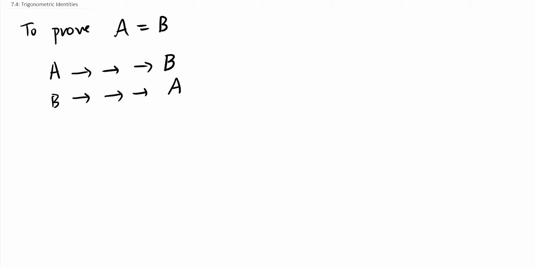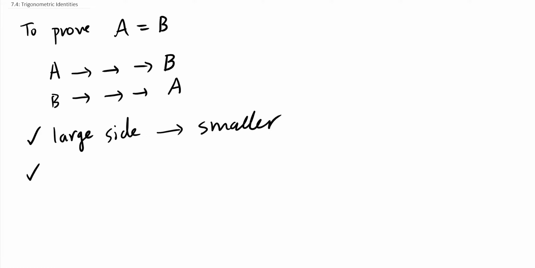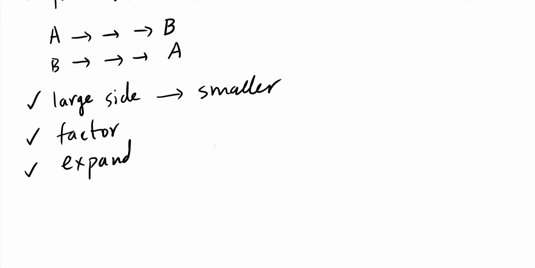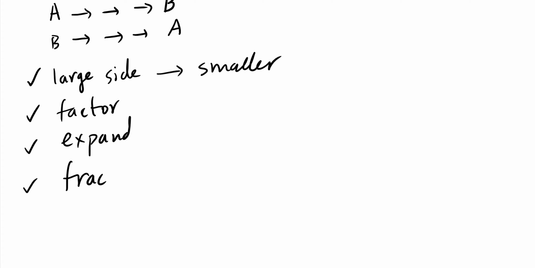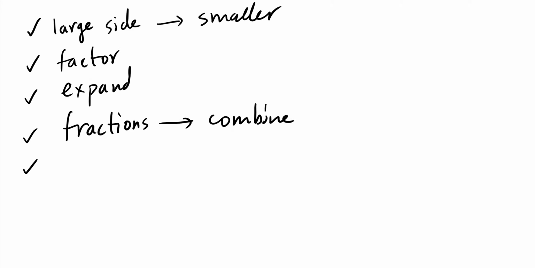So what are some of the things we can use? A good thing to do is always go from the larger side to the smaller one, because in this case you will have more options to work with. If you can factor, do so. Use factoring. If you can expand, that would be another thing to do. If we have fractions, try to combine fractions. In some rare cases, we rationalize.